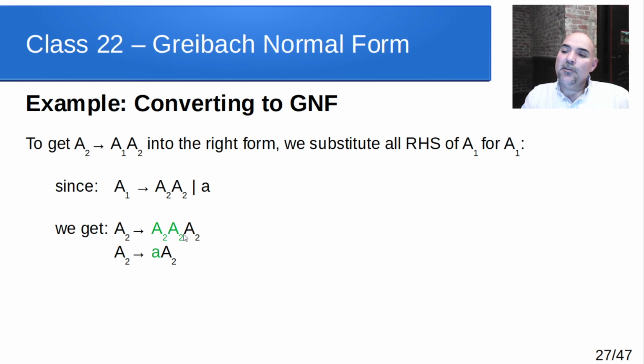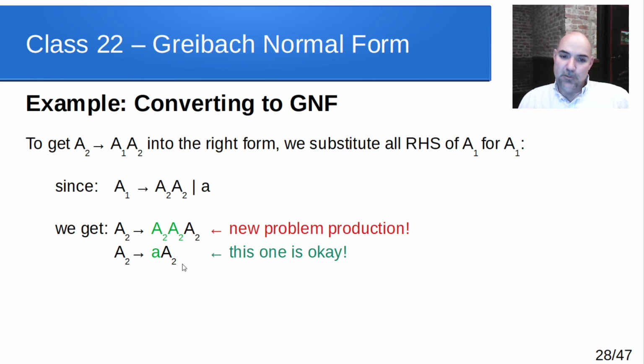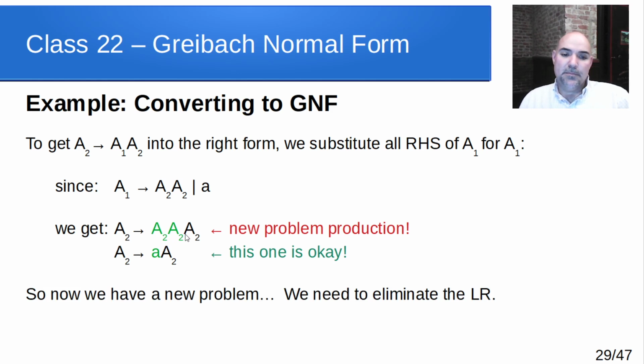Notice I highlighted those in green to see where the thing was substituted in for this A1. So now we get A2 produces A2 A2 A2, and A2 also produces a A2. Now that new first one, we created a new problem production though. Now we have a left recursion there, but this one's okay. This one fits the third form that we had, but the other one has now introduced another problem. So now we need to eliminate the left recursion in that to fix that problem.